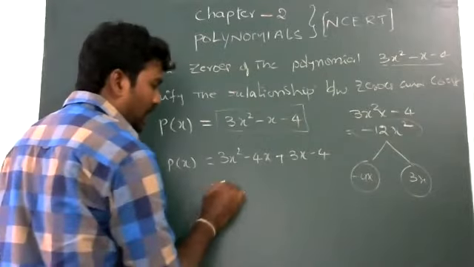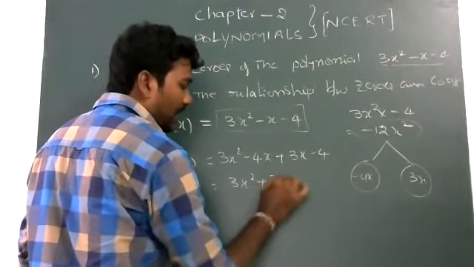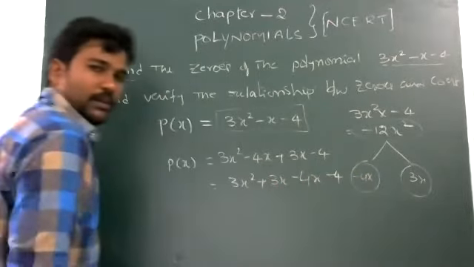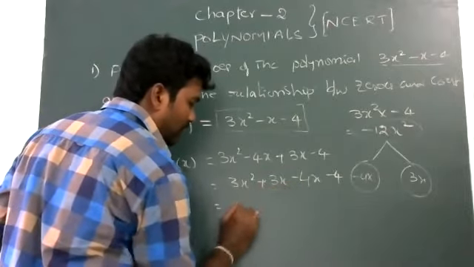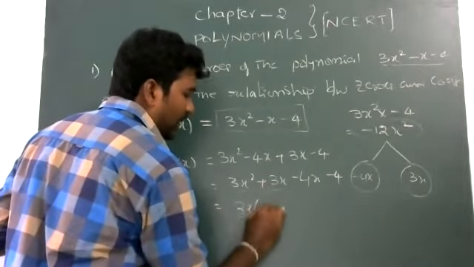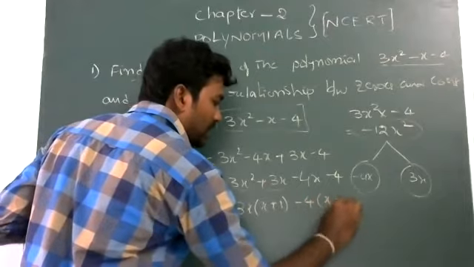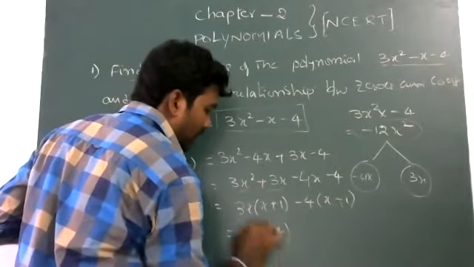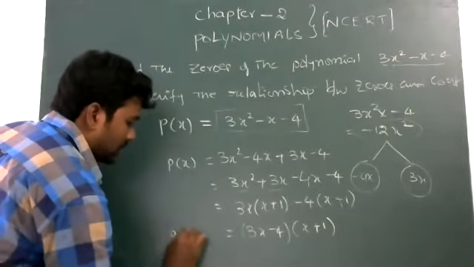Here you can take common. Now you can write it as 3x squared plus 3x minus 4x minus 4. Now once again you can take the common from these two. What is the common value? 3x is common, then you take x plus 1. Minus 4 is common, x plus 1. Finally you are getting 3x minus 4 and then x plus 1. These two are the factors.